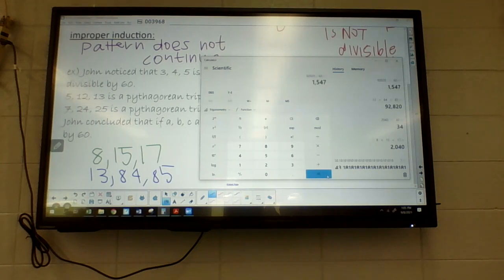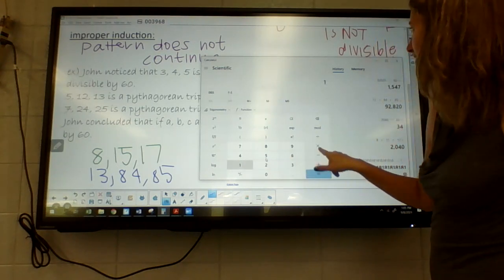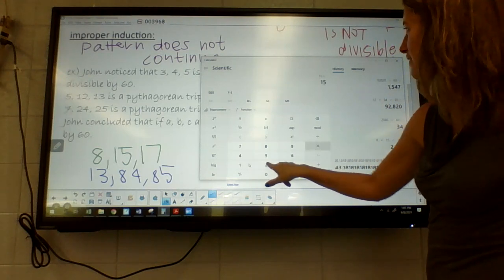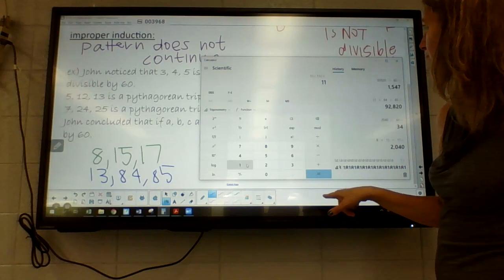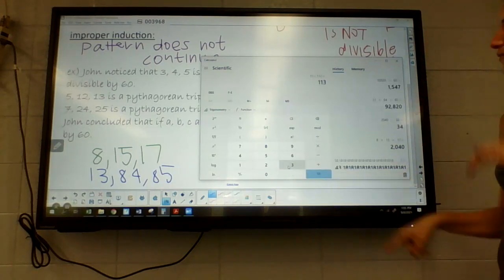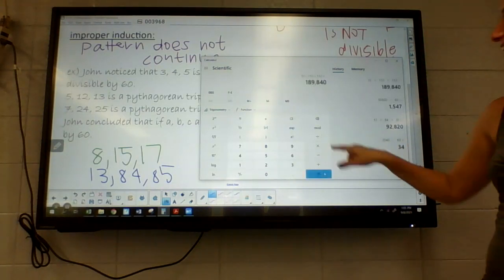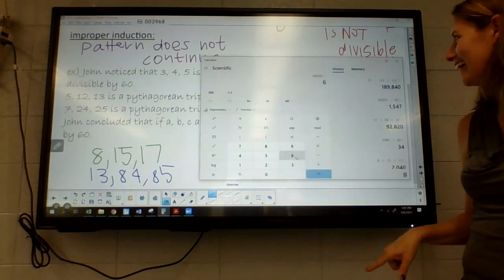I think John's right. John Boyd is. I think John. 15, 112, and 113. What is it? 15, 112, and 113. I feel like it's still gonna work. Yeah, it's gonna be divisible by 60.